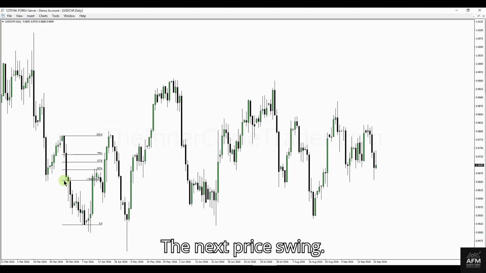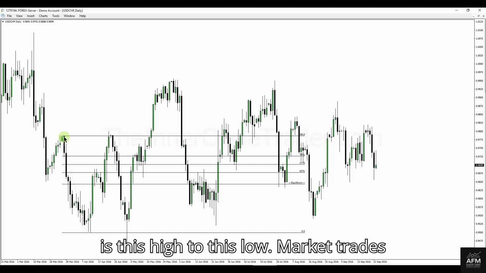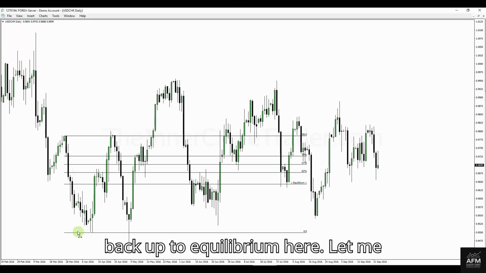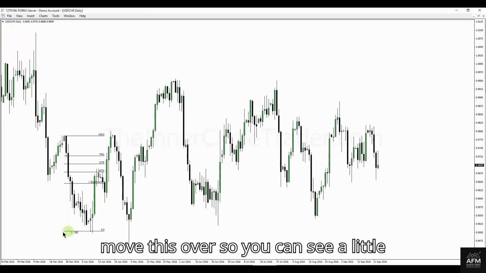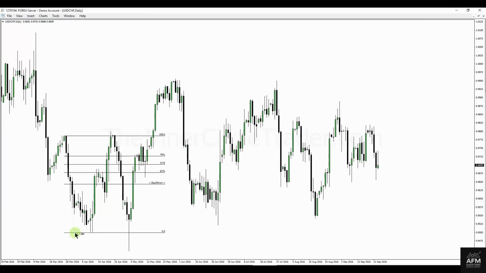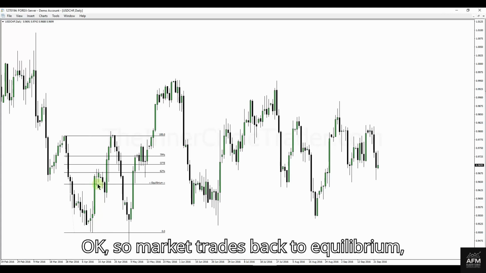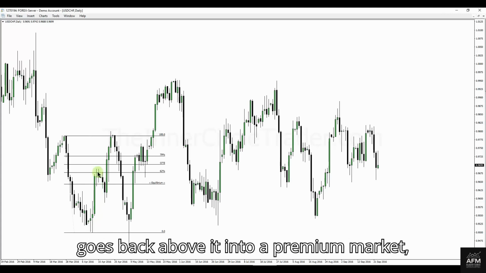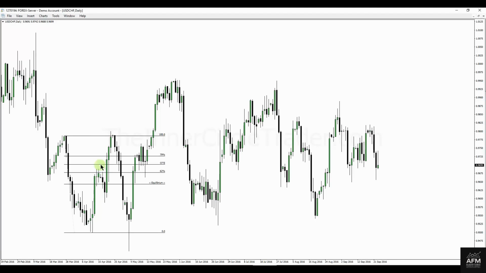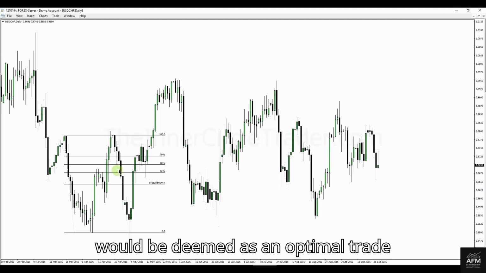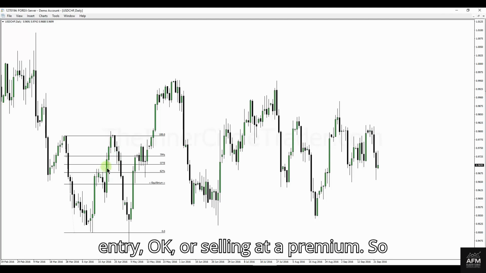The next price swing is this high to this low. Market trades back up to equilibrium here. And move this over so you can see a little bit better. Okay, so market trades back to equilibrium, goes back above it into a premium market, and it goes right on through what would be deemed as an optimal trade entry, okay, or selling at a premium.